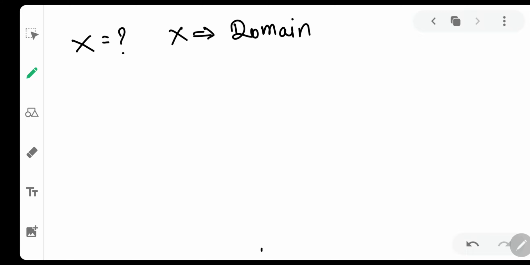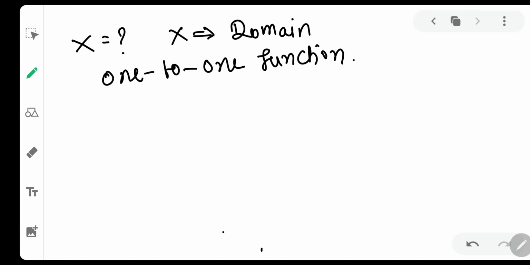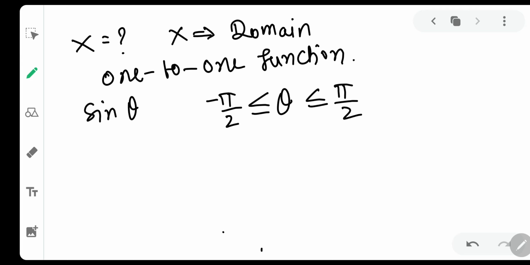Now let us understand in detail about this function. This was a one-to-one function. As this is a one-to-one function, we need to also understand that there won't be two values of x which are having the same value of y. So sine theta will be 1-to-1 when theta lies between minus pi by 2 to pi by 2, then sine theta will be a 1-to-1 function.